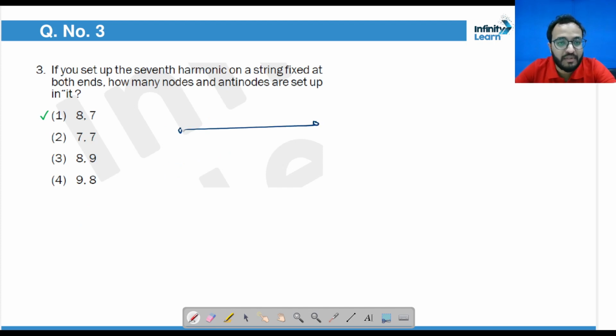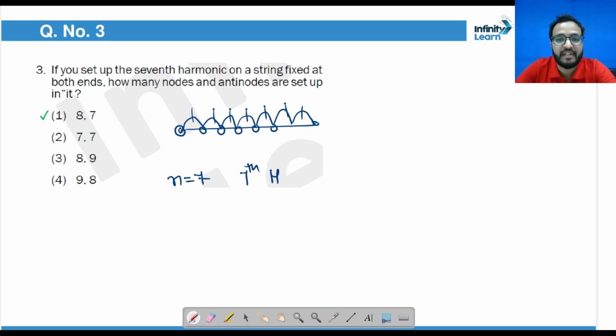Fixed at both ends, and n equals 7 is the seventh harmonic. 1 2 3 4 5 6 7. How many antinodes? 1 2 3 4 5 6 7 antinodes, and nodes are 1 2 3 4 5 6 7 and 8. So nodes are 8, antinodes are 7.